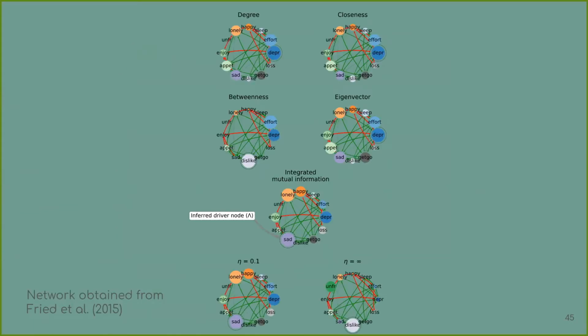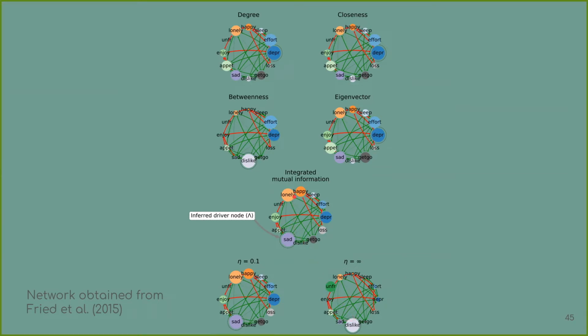Yeah, this is also a similar slide. So we also use the real world system. This is a system based on psychosymptoms that we obtained from Pascal Fried. Above here are centrality metrics we used before on this graph. And we see that for degree centrality, for instance, depression is being identified as the most important node, similar for closeness and eigenvector. But then for betweenness, we see how dislike is being identified as the most important node. But importantly, if you look at soft causal interventions, we see that SAD is the most causal node. And for hard intervention, it's dislike.